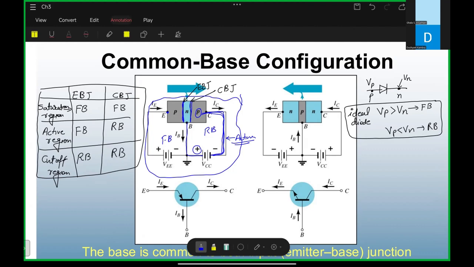So the N side with the positive is the reverse bias, and the other way, N with the negative, is forward bias. This is also the active region. Very good. So you understand how you can decide the region or not? Remember this one. This table is really important.